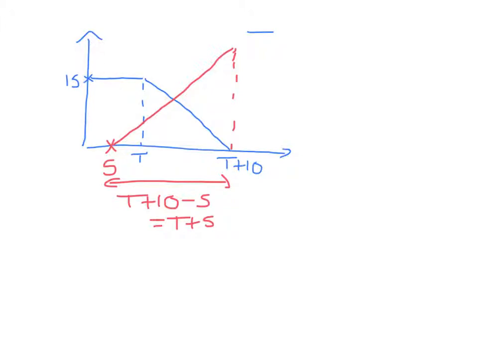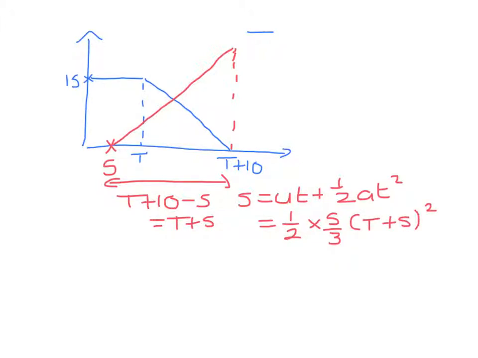We want to work out how far it's travelled. Normally I would use area, but in this case I'm going to use the formula. s equals ut plus a half at squared. When u is 0, acceleration is 5 over 3, and I've just shown that time is t plus 5 all squared. So that's 5 over 6 t plus 5 all squared.